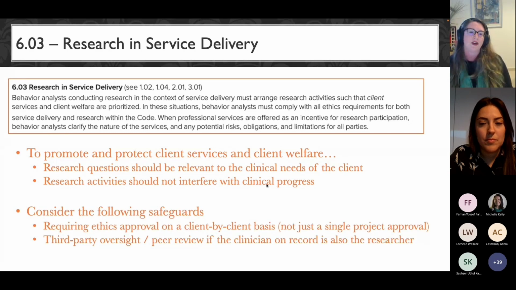So you may want to consider the following safeguards when you're conducting clinical research, potentially requiring ethics approval on a client-by-client basis. So not just approving the project, but actually saying, I'm going to approve that this project is conducted with Sean as the participant. You may also want to consider third-party oversight or peer review if the clinician on record is also the researcher for that project. So again, to be continued with Belen at the end.